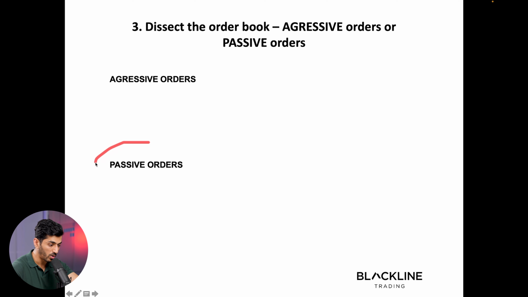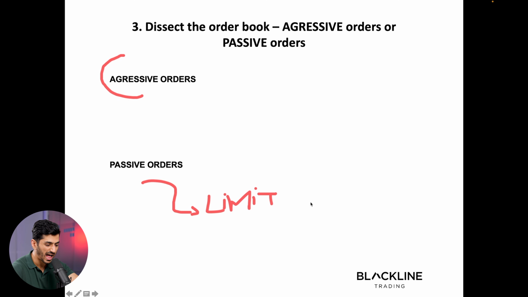Now, the passive orders are the orders which are not aggressive. These are the actors who will place their orders and wait for the price to come in that area. Now, who are the passive folks? The passive folks are the folks who are not aggressive like these guys, but they will place their limit orders and wait for the price to come to that level, to come in that area, right?